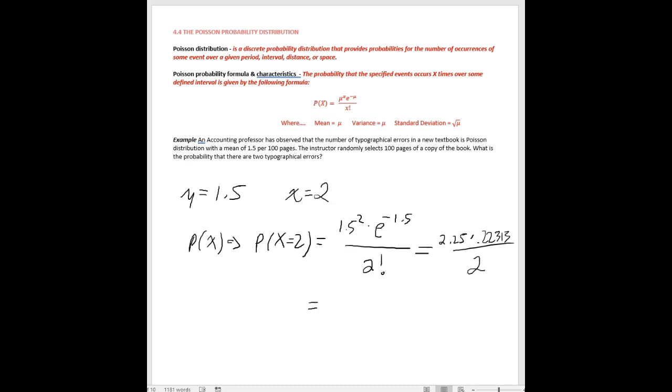And then that is all going to shake out to be roughly 0.2510. So that's that. Now we calculated the probability that exactly 2 typos were in this randomly selected 100 pages. The probability that exactly 2 typos are in that is roughly 25%, 0.2510. So let's go look at another way to do this.